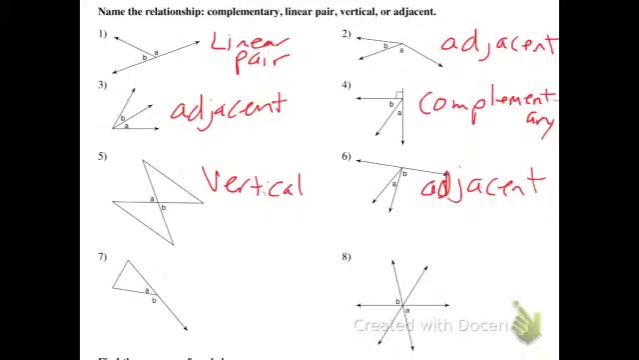On 7, notice how they form a line segment when you put them right next to each other, or rather a ray. And so A and B add up to be 180, which is a linear pair. And on 8, A and B are made when you cross these two lines. Notice how they're on opposite sides of that intersection. That makes these vertical angles.